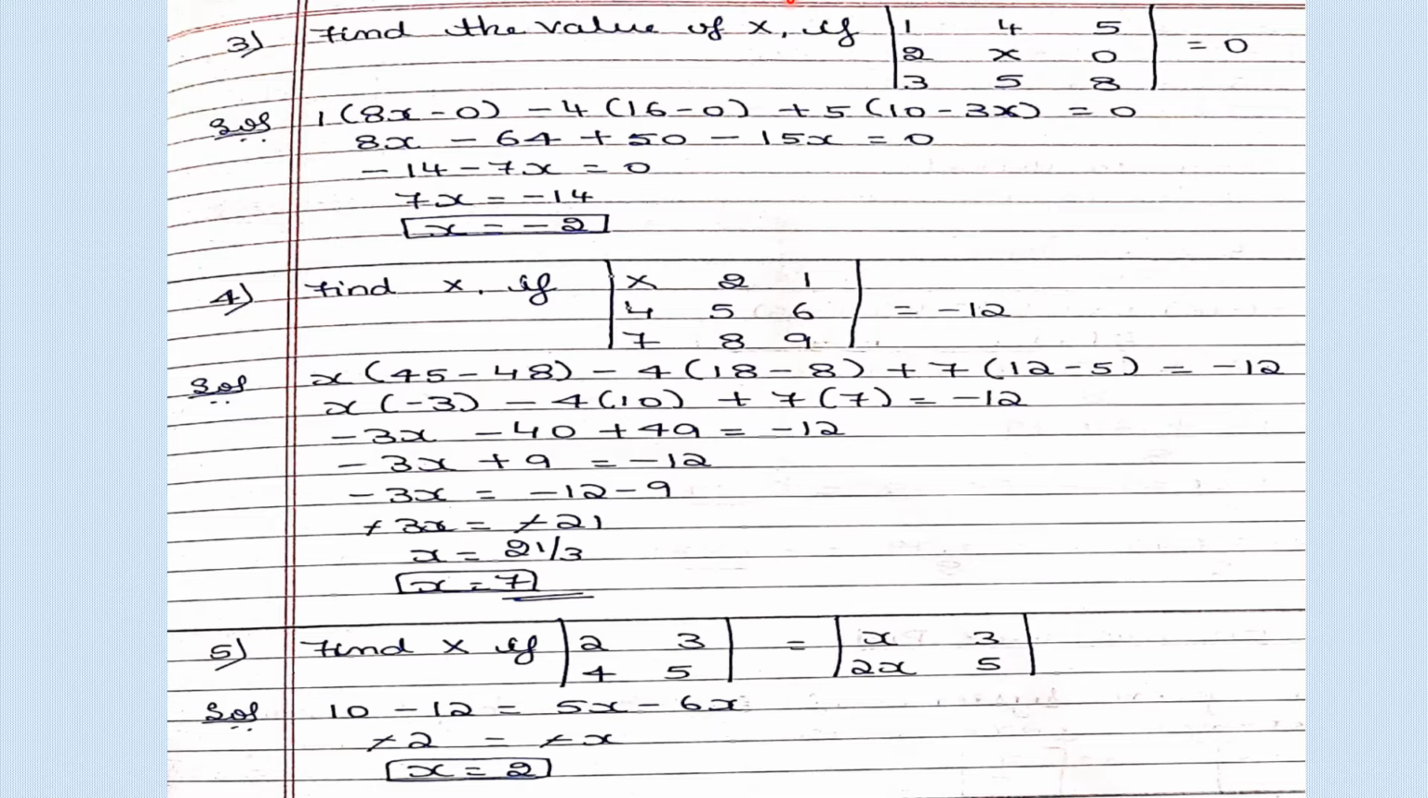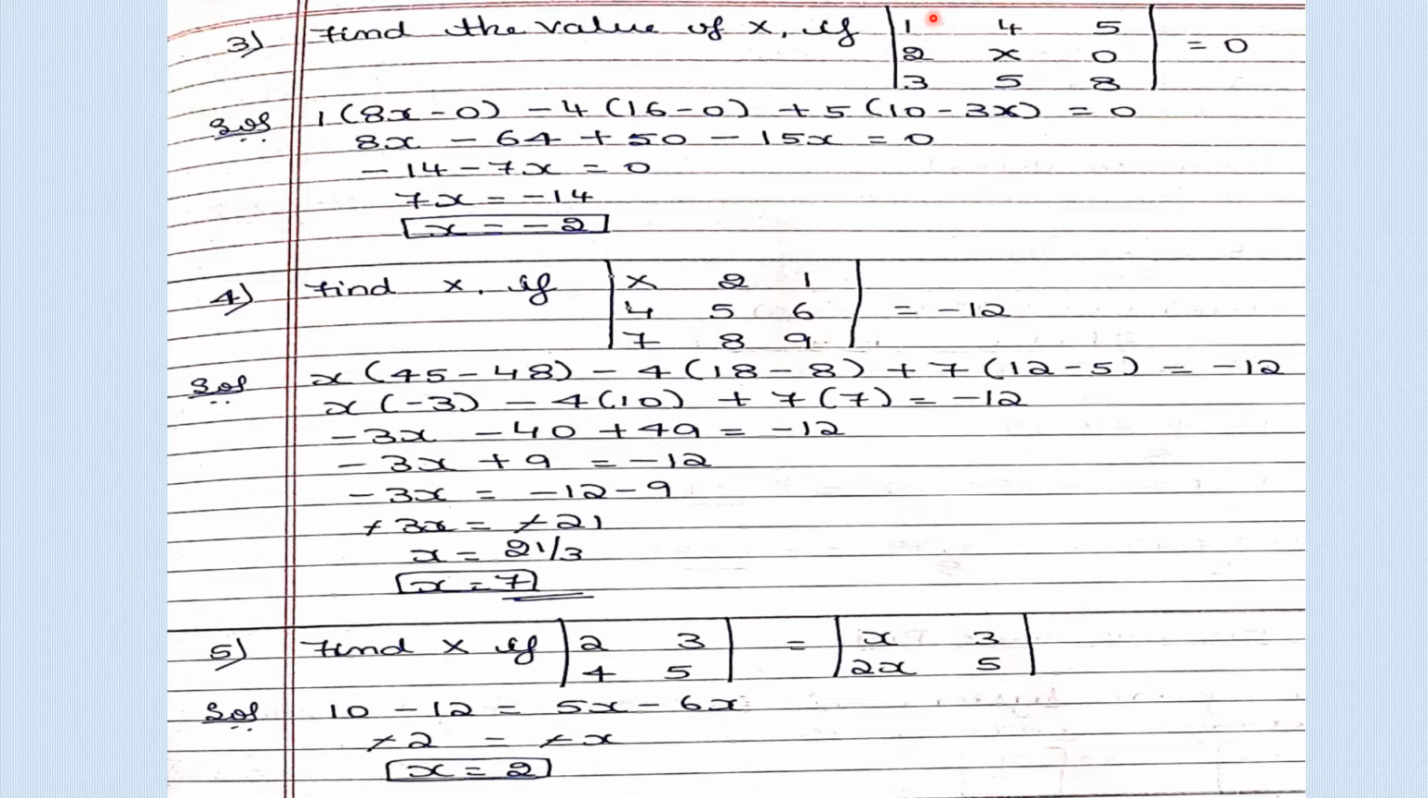Next problem, find the value of x. If you have the determinant with rows 1, 4, 5; 2, x, 0; and 3, 5, 8 is equal to 0. So either you can take the first row into consideration, according to our value of determinant 3, or you can take the first column. You should get the same answer for x.